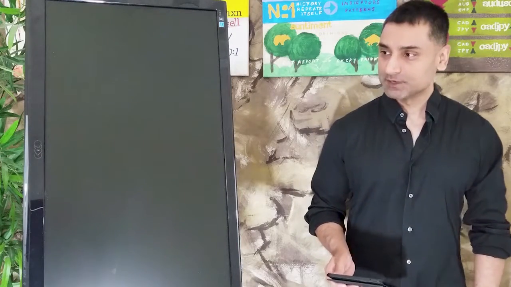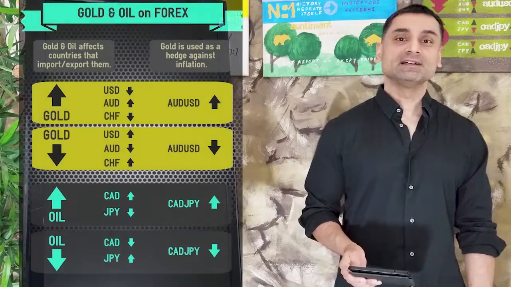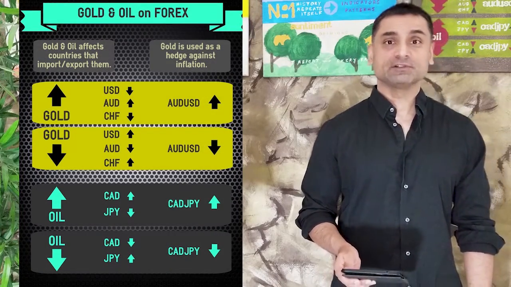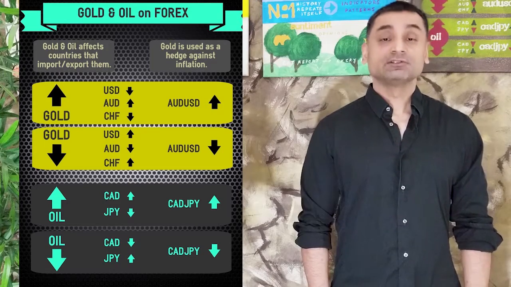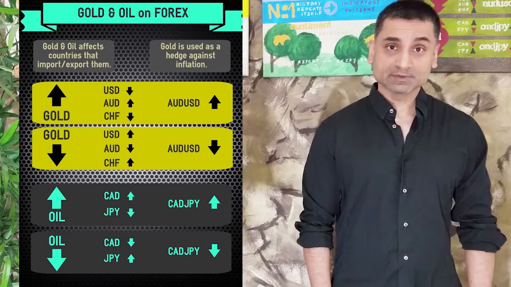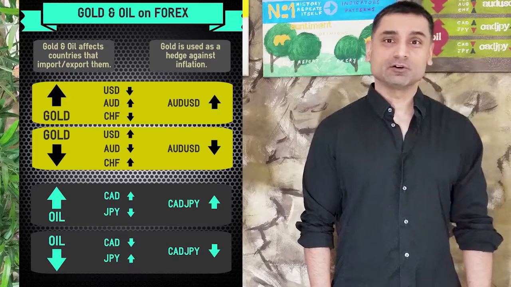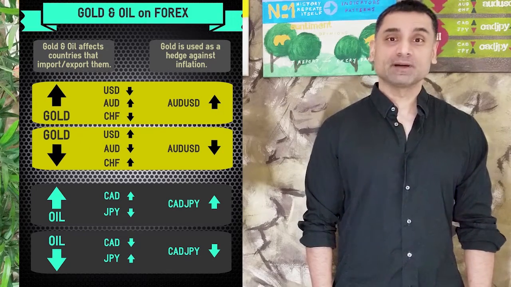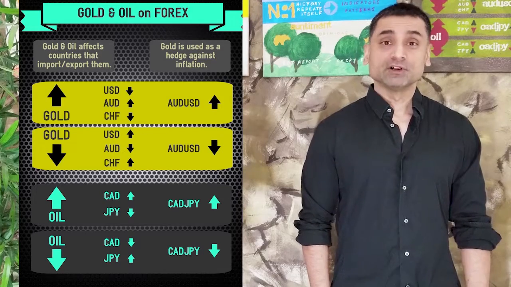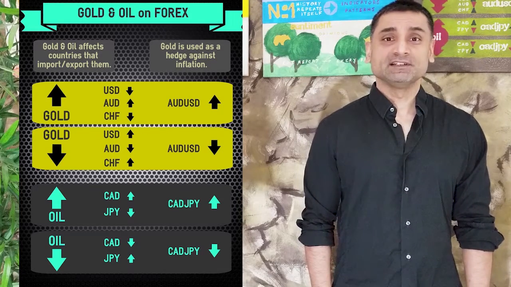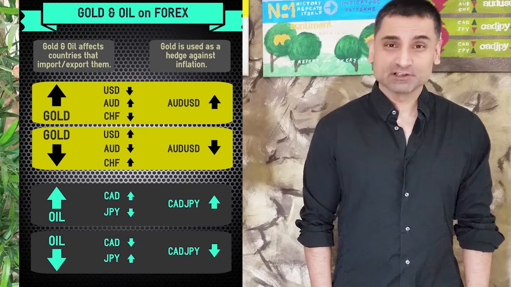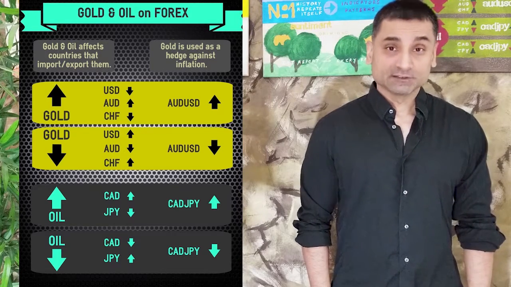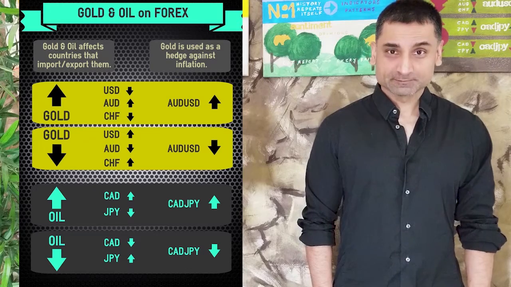Based on this information, we would only be trading the Canadian dollar with either the Japanese yen or the US dollar. So in summary, when gold goes up, it has a negative impact on the US dollar and Swiss franc, and a positive impact on the Australian dollar. So when gold goes up, we expect the Aussie dollar, the Australian dollar versus the US dollar to go up, and vice versa when gold goes down.